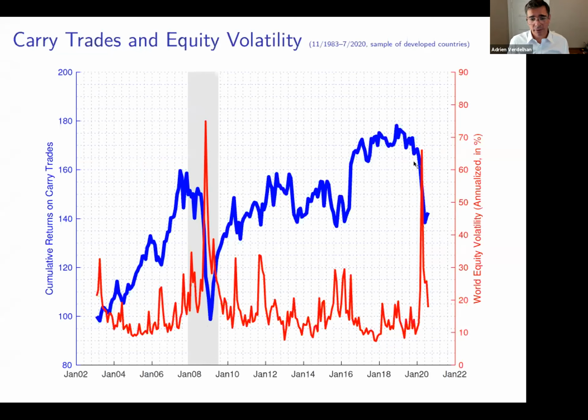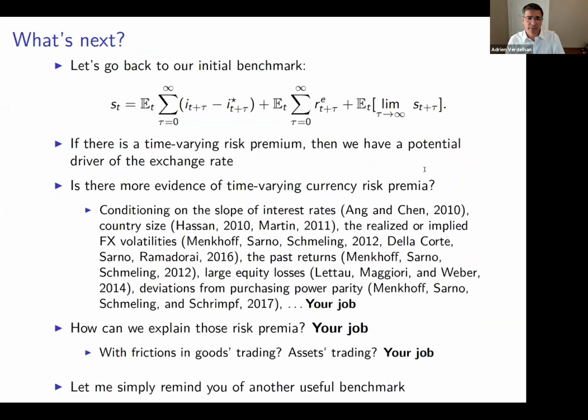And what happened this spring? The exact same thing. Of course, we are now in a recession. I don't have the gray bands because it's not official yet, but of course we are in a recession, and the carry trade lost more than 20% exactly at the same time when volatility spiked. So the risk story about exchange rates is relatively simple to see. It's there, but that's just the beginning.